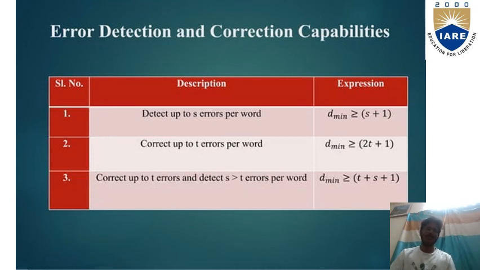And this is error detection and correction capabilities. The first one: when we detect up to s errors per word, then d minimum is greater than or equal to s plus 1. The second one: to correct up to t errors per word, then d minimum is greater than or equal to 2t plus 1. And to correct up to t errors and detect s errors, where s is greater than t, per word, the expression is d minimum greater than or equal to t plus s plus 1.